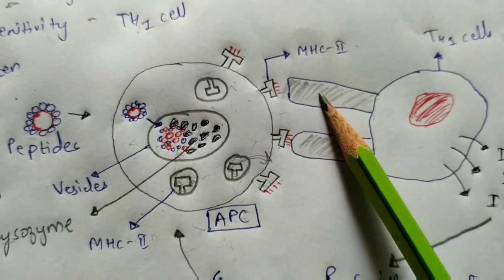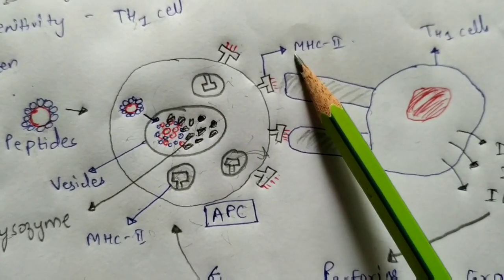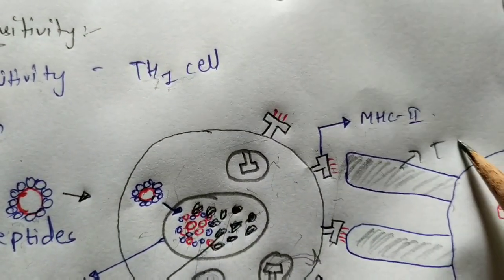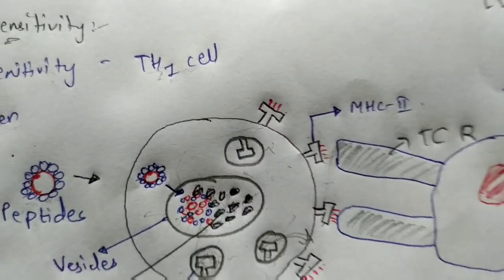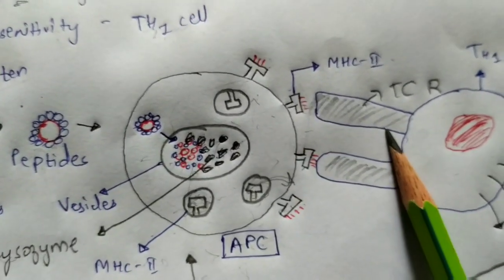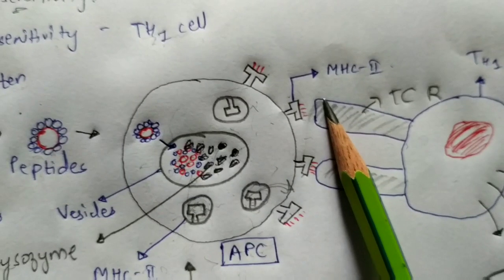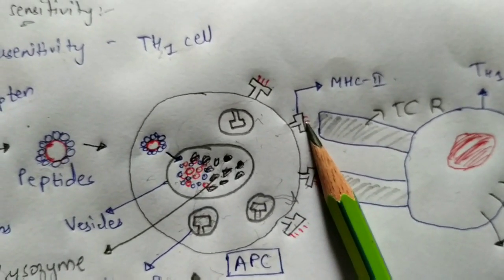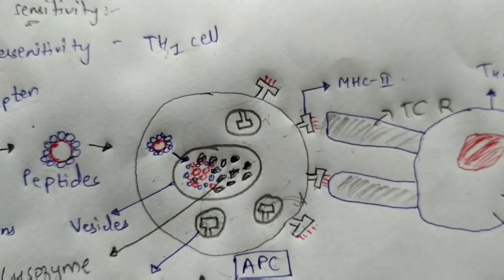So when these T cell receptors get bound with these MHC class 2 molecules, these are known as TCR, T cell receptors. Okay, so when these T cell receptors get bound with these MHC class 2 molecules, then what happens, as the antigens, which I have told you previously, and all of these are allergens.